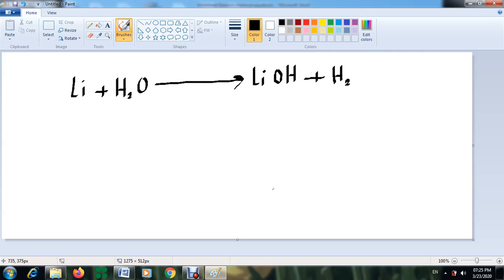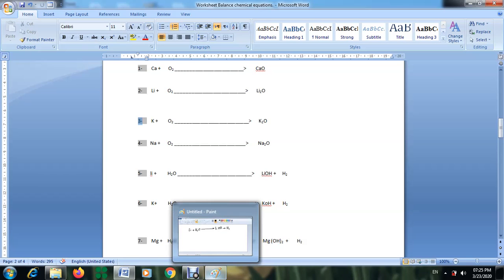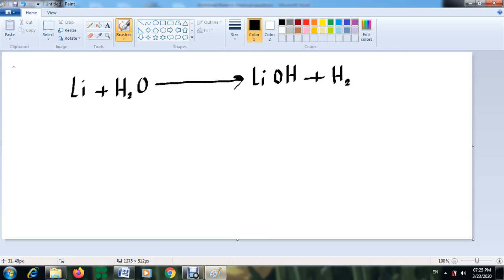Hello guys, now I want to continue solving worksheet number 4. Here I want to solve with you equation number 5 and 7. Equation number 5 and 7, they are the same steps. That's why I'm going to use to solve with you now only equation number 5. So 5 and 6, they are the same.